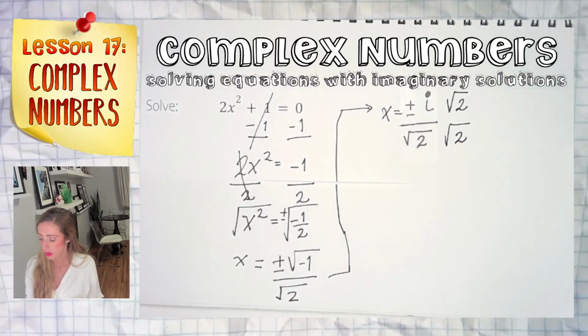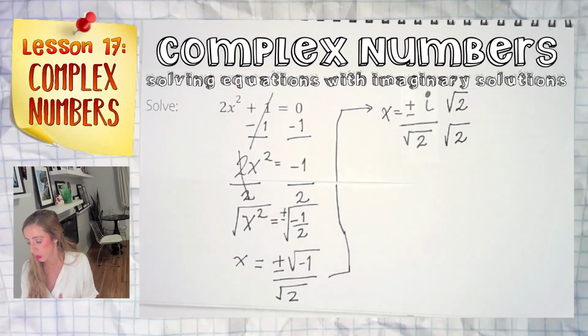This is actually the number 1. Anything over itself is 1, except 0 over 0, but root 2 over root 2 is equal to 1. 1 is the multiplicative identity. You're allowed to multiply by 1 because it doesn't change the value of something. It may just change the appearance of it instead.